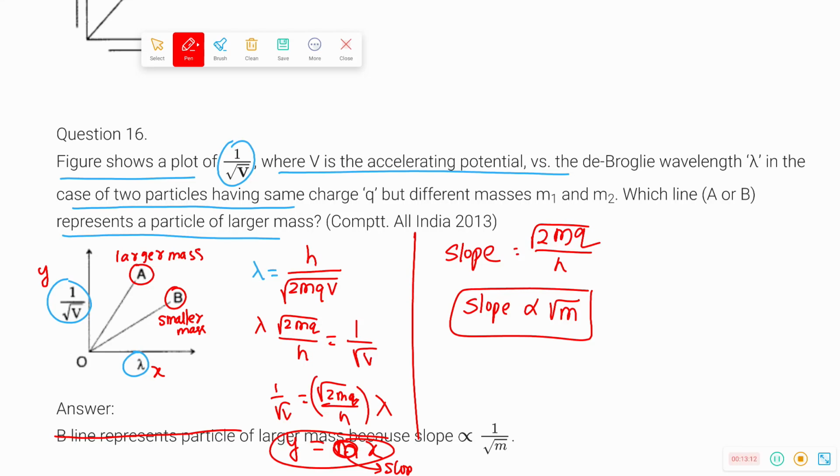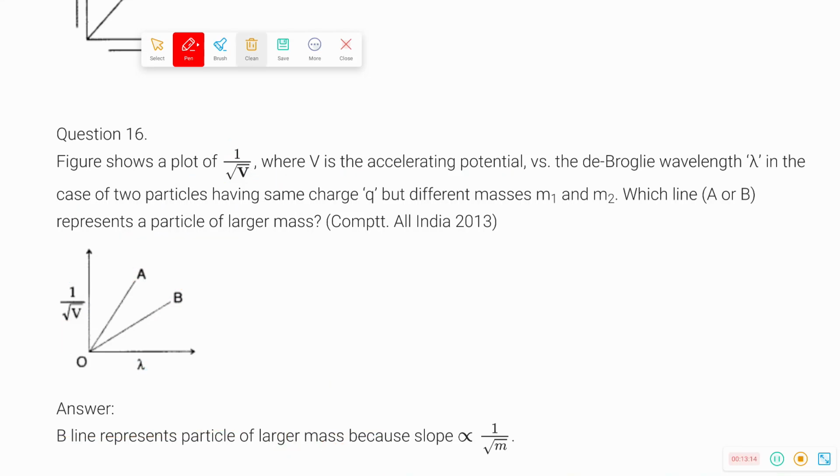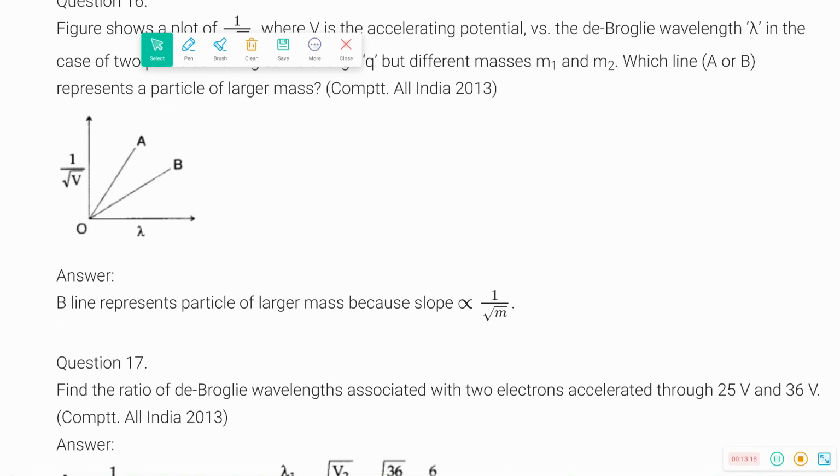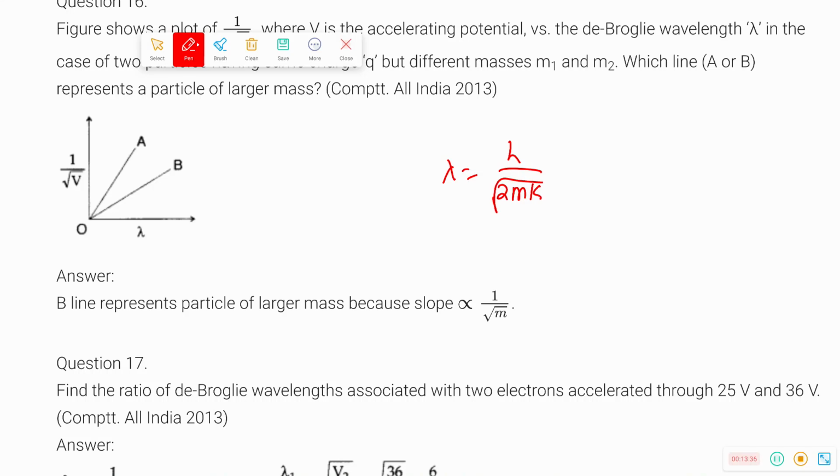Okay, next listen. In this case, if 1 by root v is there, then this type of questions come. This year also one question came. Instead of root v, now they gave you kinetic energy. This time also in the board exam they asked this. Lambda equals h by root under 2m kinetic energy.